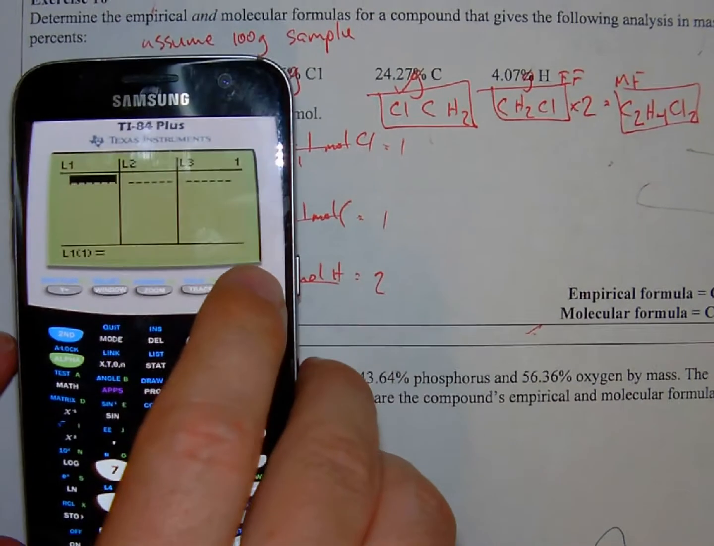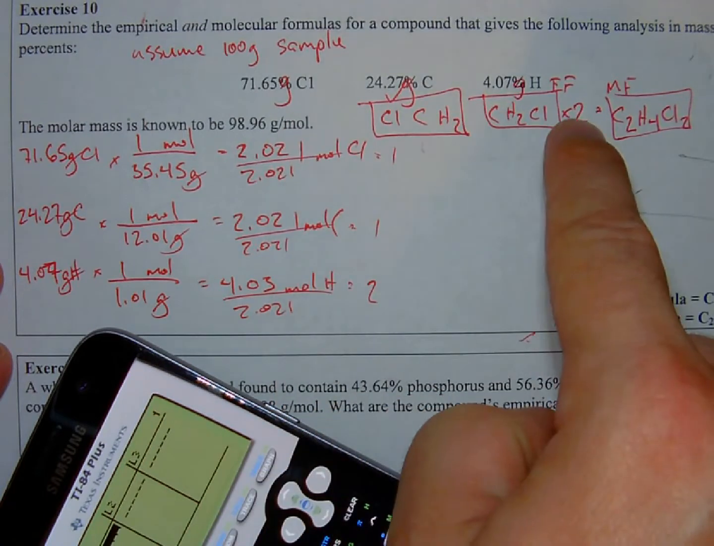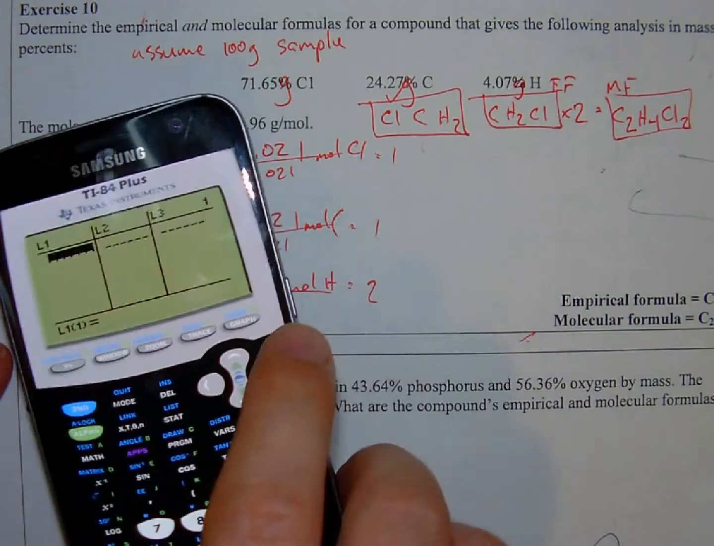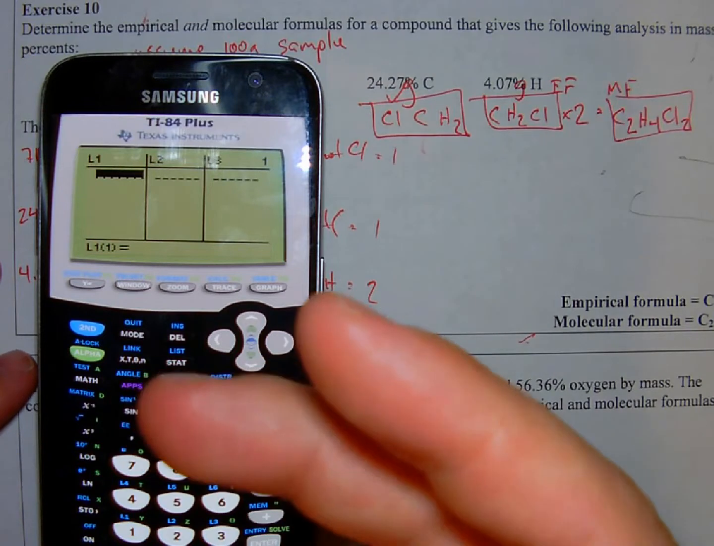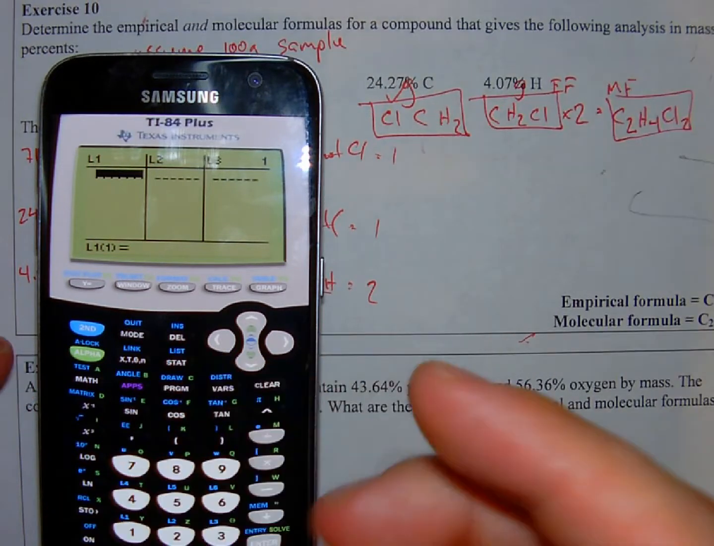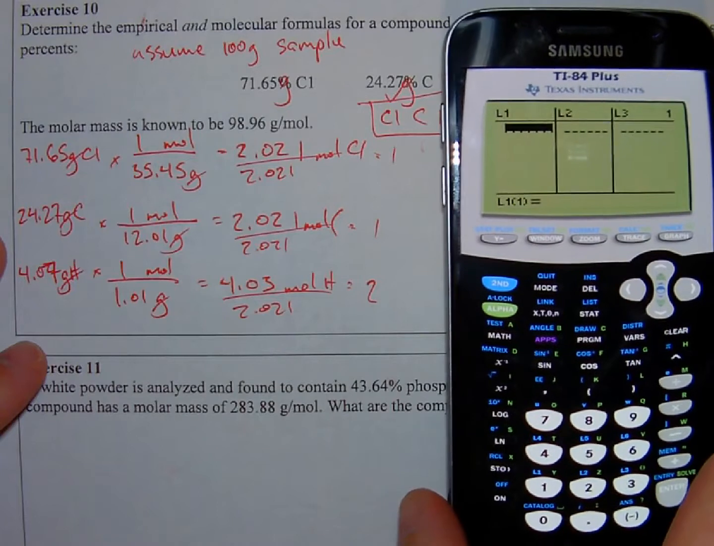Now, for a substance that only has 3 different elements in it, it's not that big a deal. But if you're talking about something that has 5 or 6 or 7 elements in it, this might be a little bit more convenient for you because it'll end up being faster. But for something with just 3, maybe not so much.